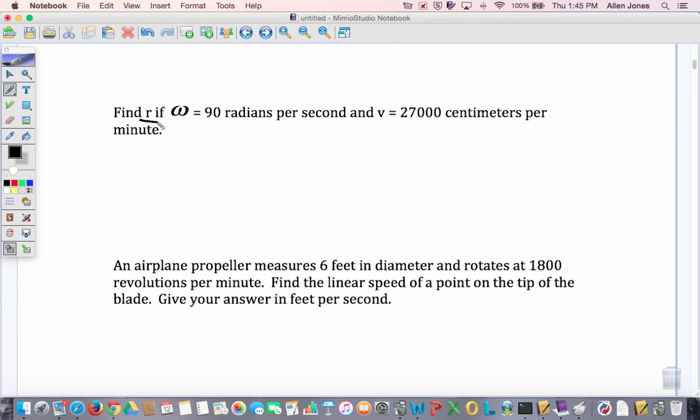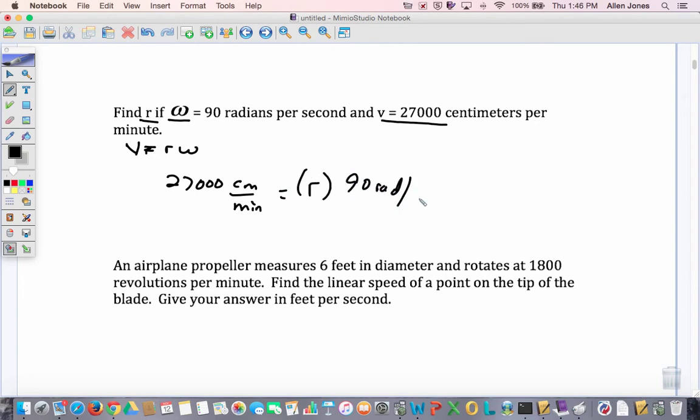Sliding back to the top here, hopefully. One more time with our variables identified. Find r, our radius, if omega is 90 radians per second and our linear speed, or v, is 27,000 centimeters per minute. So you can see here we have our linear speed formula, and we have 27,000 centimeters per minute as our v. We don't know our radius, but we know our angular velocity is 90 radians per second.